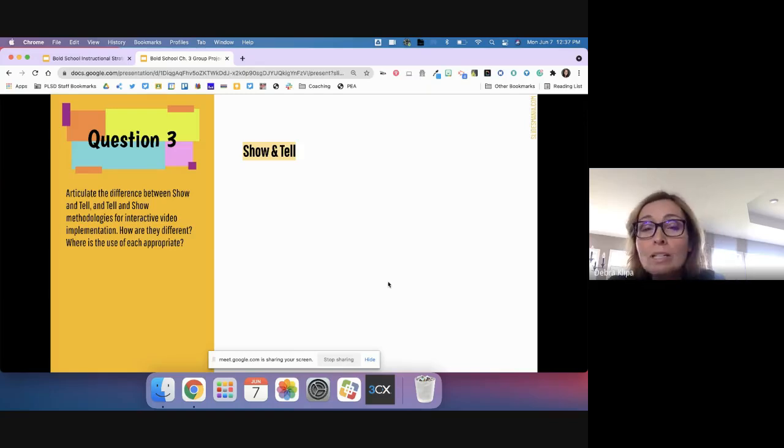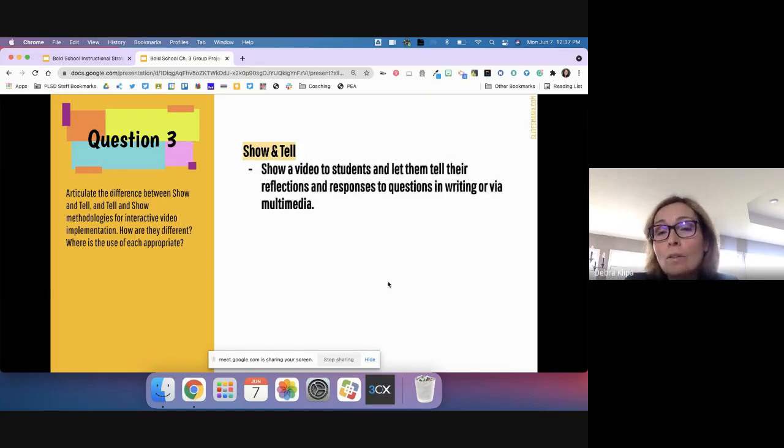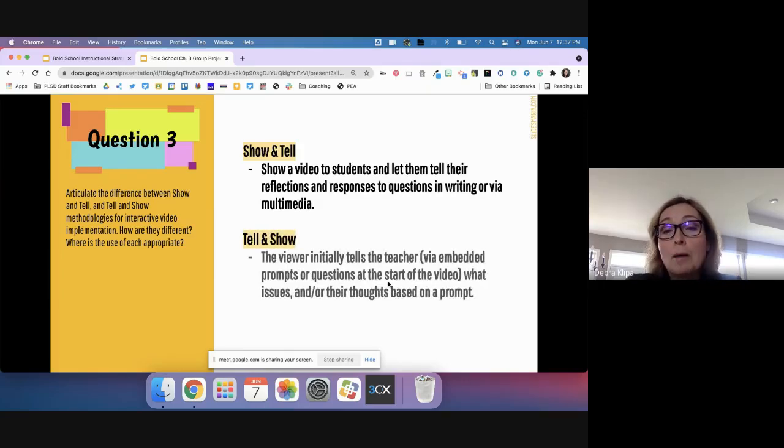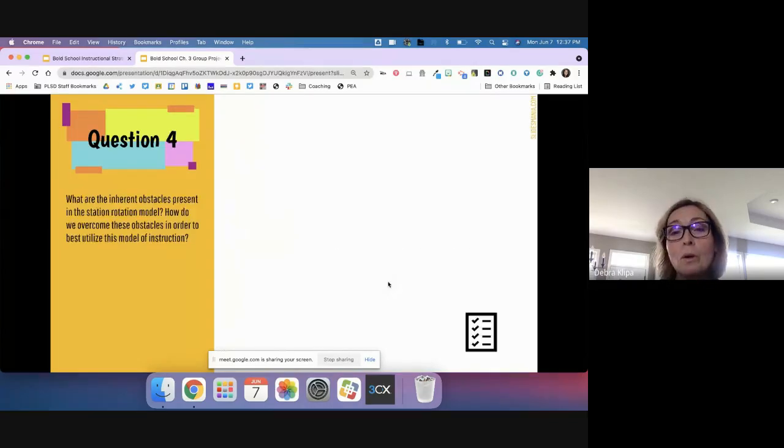Show and tell is when you would show a video of some sort, and then the students would give responses and reflect on the information given. Tell and show is just the opposite of that. The teacher initially teaches through other things, maybe direct instruction, and then the students answer prompts, and then they go back and reflect on it with a video to see if they got the answer right, or if they're going in the right direction.